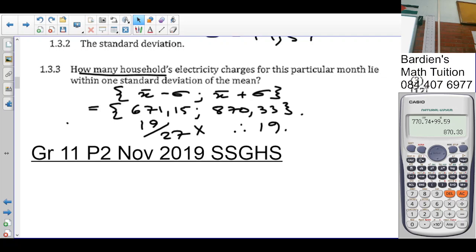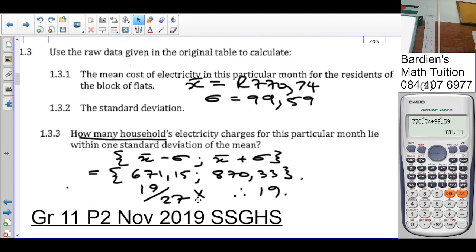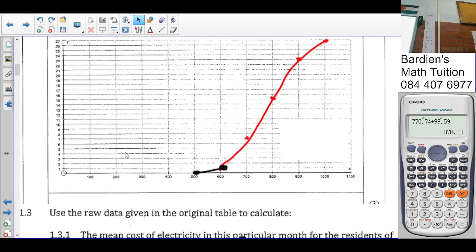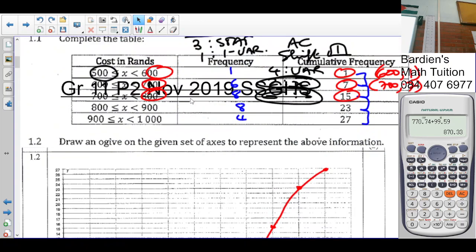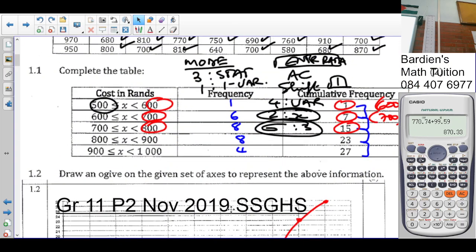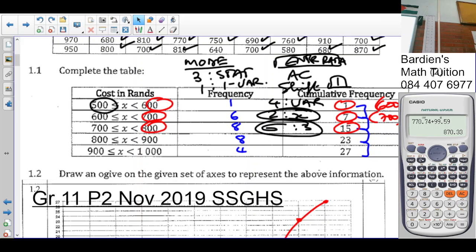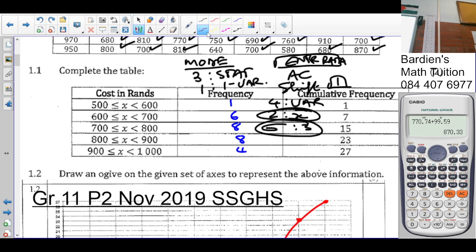Okay? But that is calculating the mean and the standard deviation from the raw scores. What if they had given you a table here? But this was not the question. They've given you the table and they wanted you to work out the mean and the standard deviation from the distribution table. So what we do, we do it in purple. This was not the question, as I said. You're going to work out your mean and your standard deviation from the distribution table.